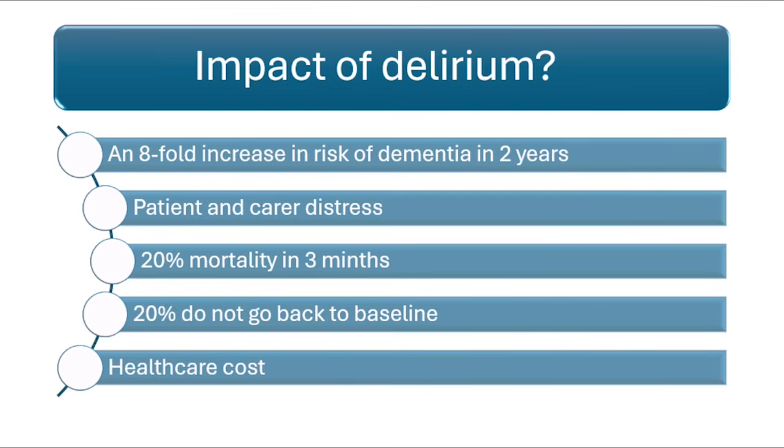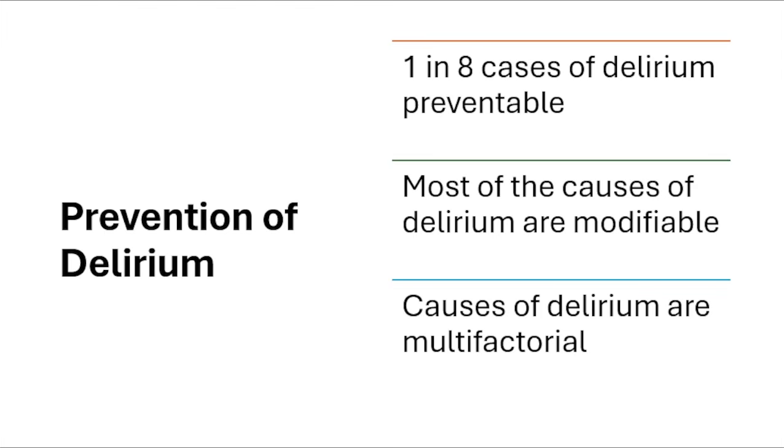And 20% mortality in 3 months' time, right? And 20% do not go back to the baseline. All these meta-analysis findings tell us that 20% do not go back to the baseline. And the healthcare cost. In Sri Lanka, we haven't systematically evaluated the healthcare cost for delirium, but in developed countries, they have evaluated it as millions of dollars, with long-term cost, the long stay in the hospitals and a lot of other expenses, right?